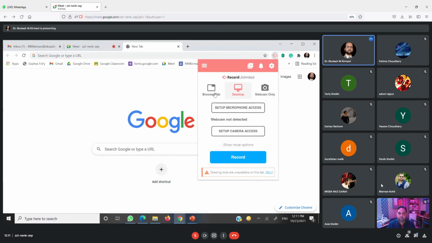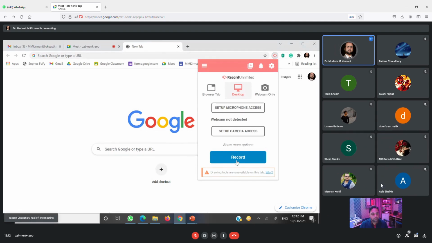You have to click on this icon and you can see that it is showing you that do you want to record? I'll just click on the browser tab, or I'll click on desktop right now. So there is a button which is known as record. Once you click on record, it may ask you to log in using Gmail account.